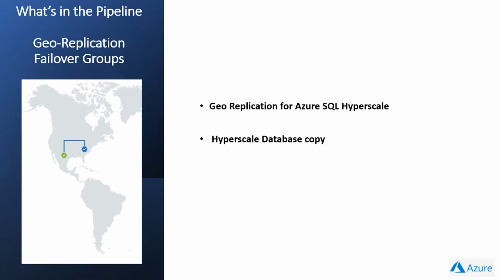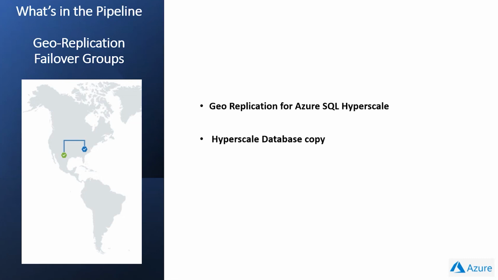So right now we are in preview. We have certain limitations like forced and planned failover. We don't support failover groups for Hyperscale yet in the preview, but once we are GA, we're planning, of course, to support failover groups, forced and planned failover. The other thing we're working on is the Hyperscale database copy. Right now it is also in preview, but of course it's going to be GA in some time.